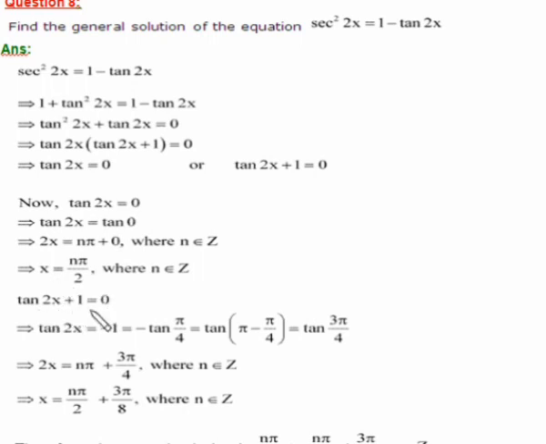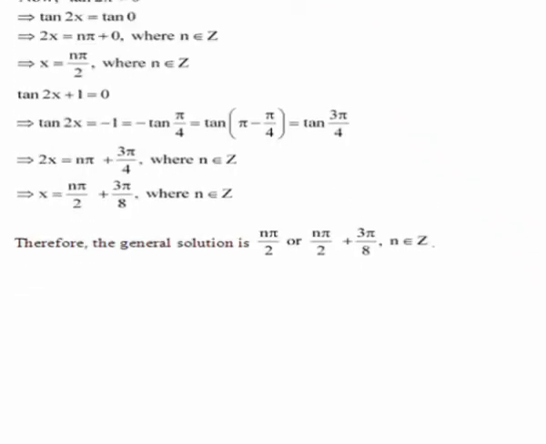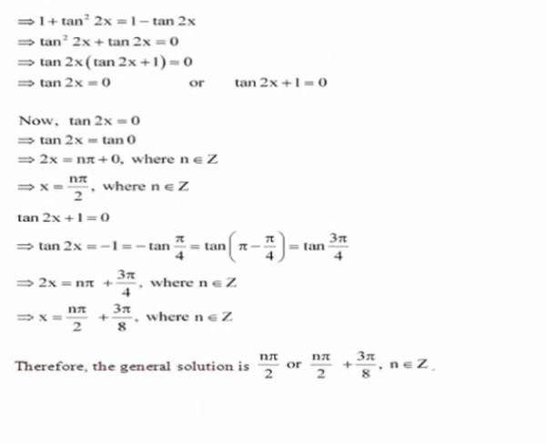When tan 2x + 1 is equal to 0, tan 2x is equal to −1. At what value is it −1? At 3π/4 it is −1. So tan 2x is equivalent to tan 3π/4. We know its general solution: 2x is equal to nπ + 3π/4, so x is equal to nπ/2 + 3π/8. In this way, we find the general solution of all these trigonometric functions. So students, practice with it and try to solve many more questions based on it. Thank you.